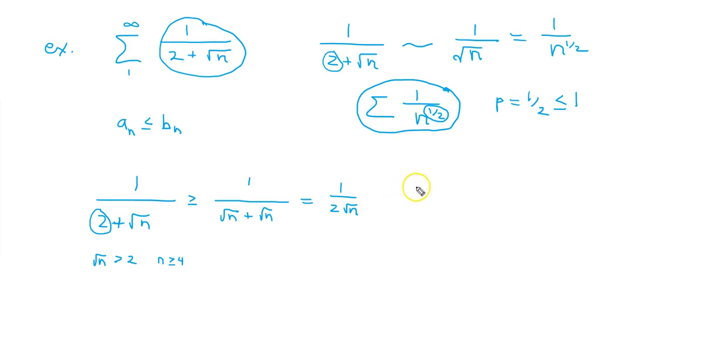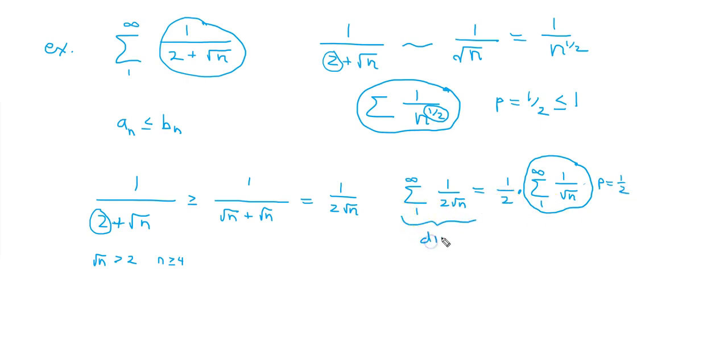And now note that the summation of 1 over 2 root n from 1 to infinity equals 1/2 times the summation of 1 over root n, and this term right here diverges because the p is 1/2 in this case. And so this series right here will diverge, and these are the series of the an terms. So the an's are the 1 over 2 root n.